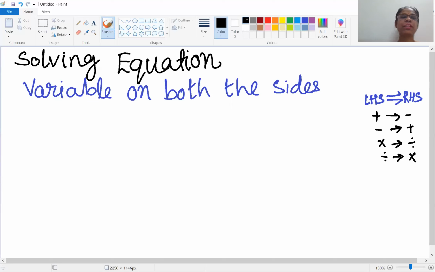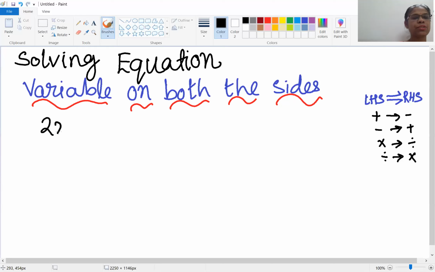Moving further to the solving of equation, my next subtopic is variable on both the sides. Here the variables are there on both the sides, right hand side and left hand side. How to solve the equation if variable is there on both the sides? I am taking here an example. 2x minus 3, which is equal to x plus 2. Here x is there in left hand side and right hand side also.